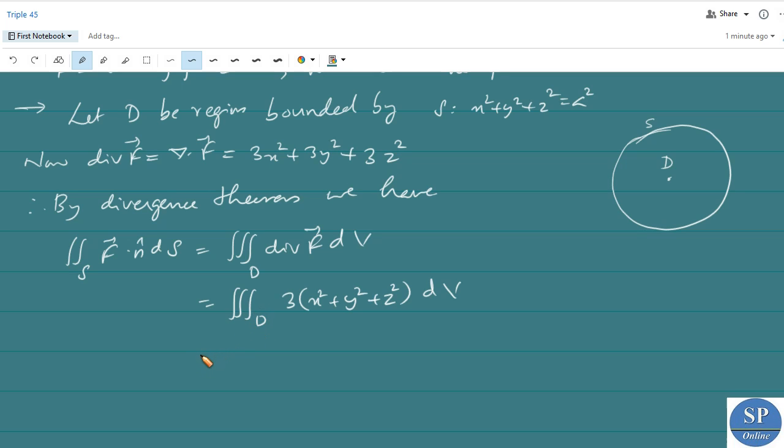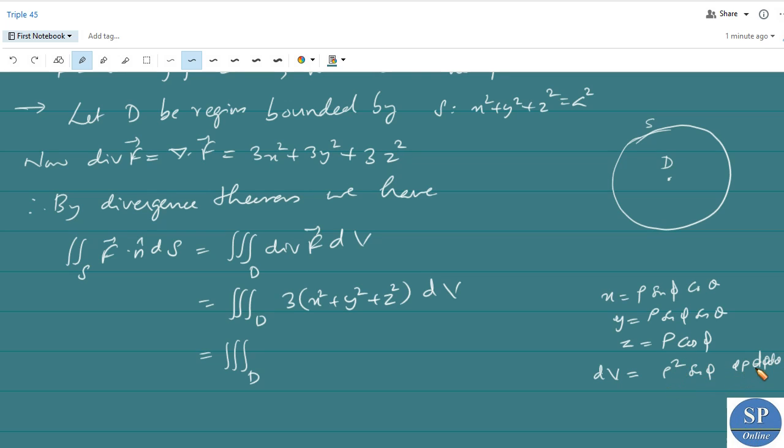Okay, so we can write this as a triple integral over D. Spherical coordinates can be converted by using x equals rho sine phi cos theta, y equals rho sine phi sin theta, and z equals rho cos phi, and dV can be replaced by rho square sine phi d rho d phi d theta, right?